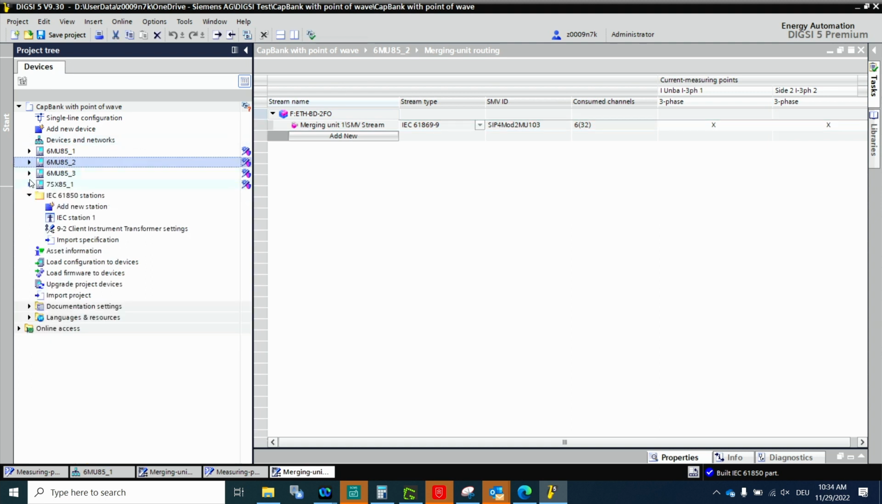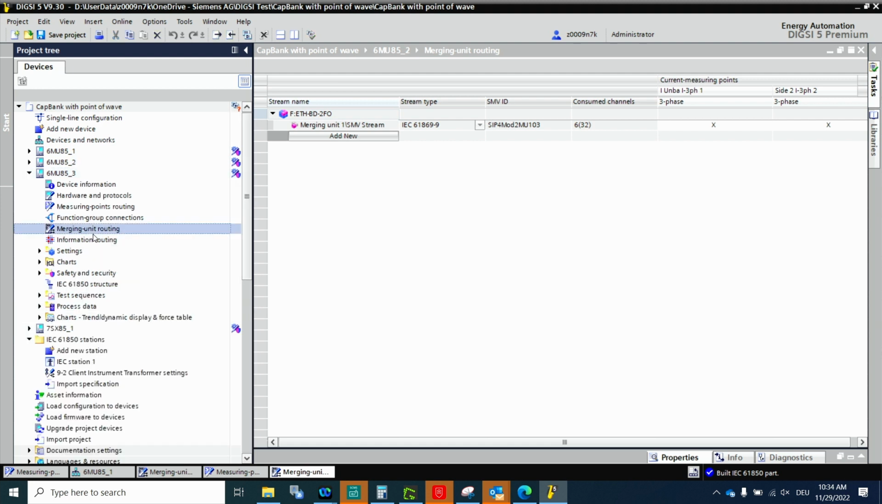Finally, in the merging unit 3, the voltage coming from the busbar is mapped to stream this voltage to the point-on-wave function, and also to publish this voltage to the capacitor bank protection 7SX85 in order to do the protection functions related with the voltage.